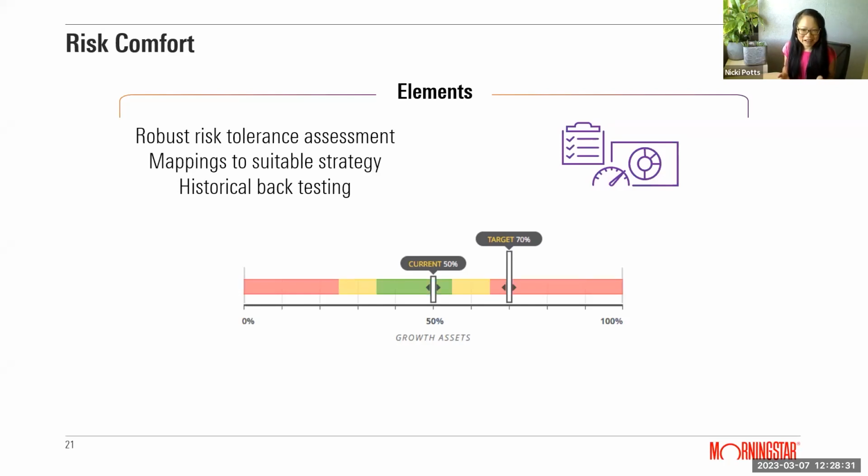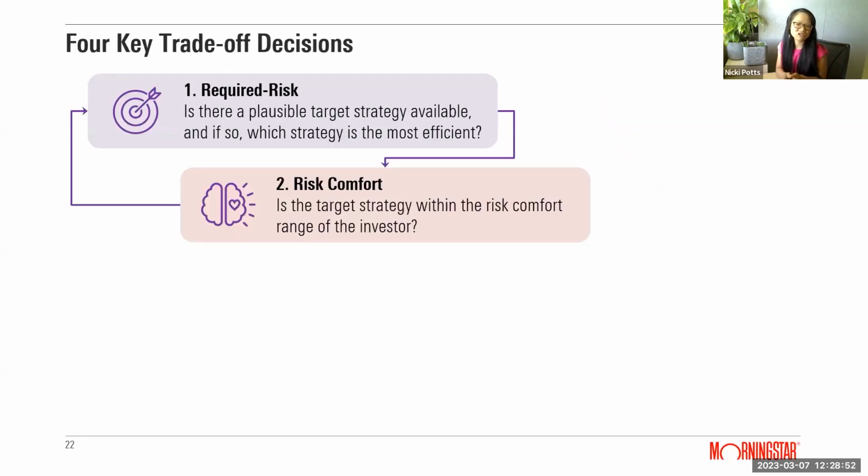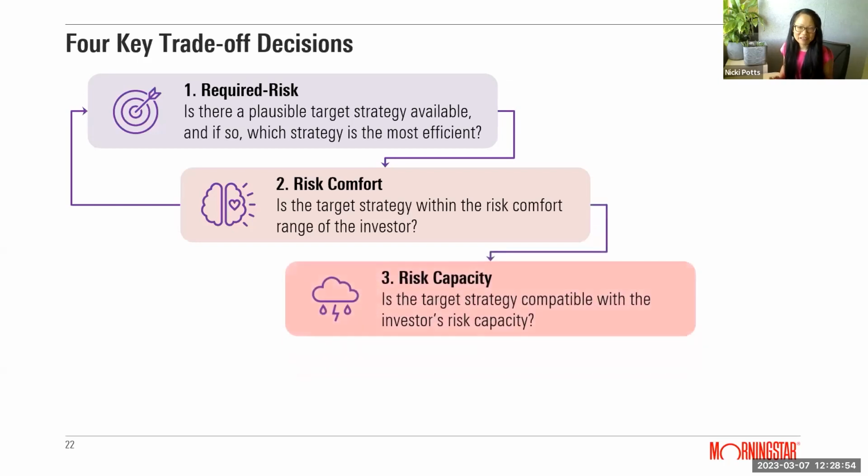Being marginally outside your comfort is different to being significantly outside your comfort, where panic sets in, leading to behaviors that are not in the best interests of the investor. So once risk comfort is resolved, we can then turn our attention to risk capacity. To what degree is the target strategy compatible with the investor's risk capacity? So can the target strategy withstand negative events or sustain underperformance?